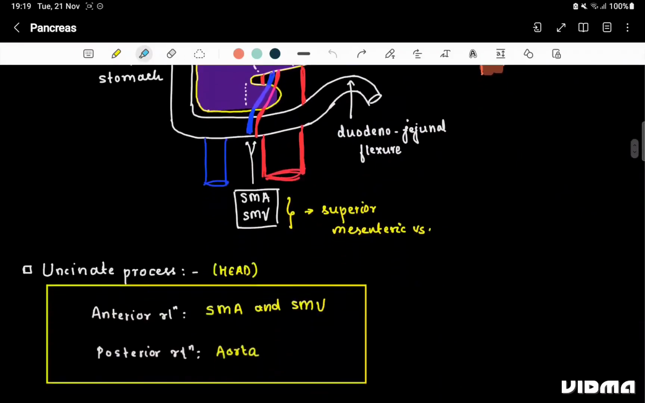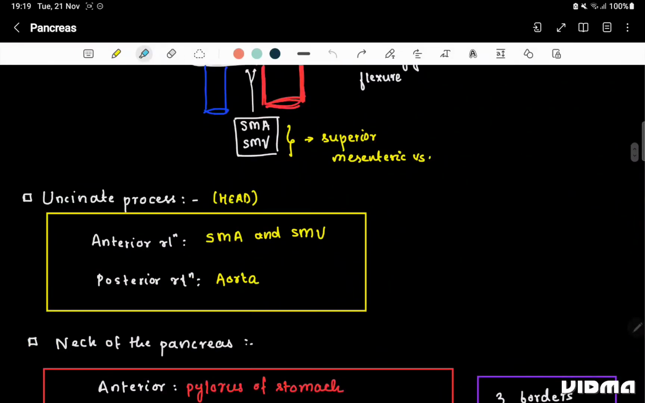Okay. Talking about the uncinate process in the head. Anterior relation of uncinate process.